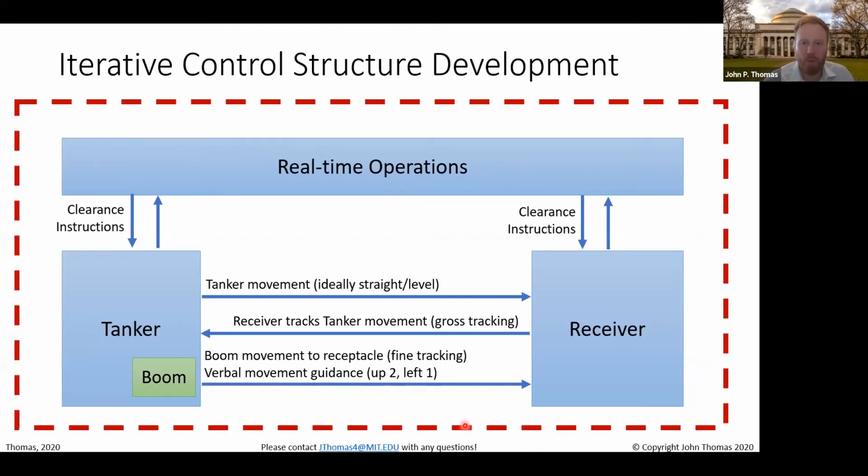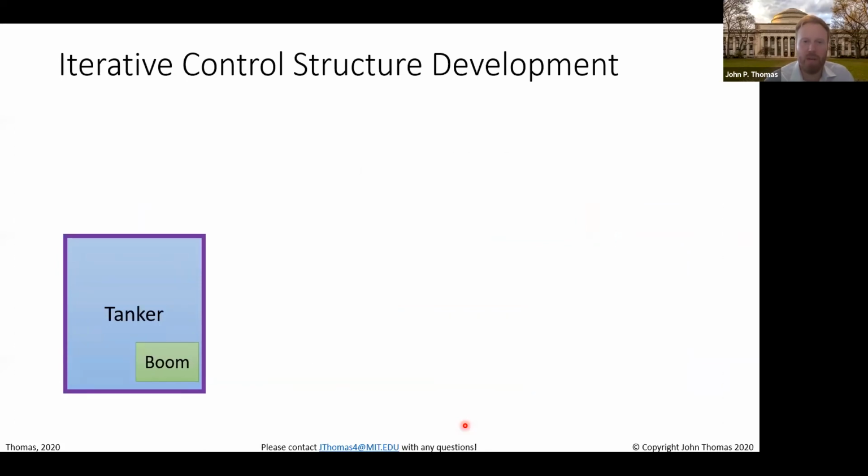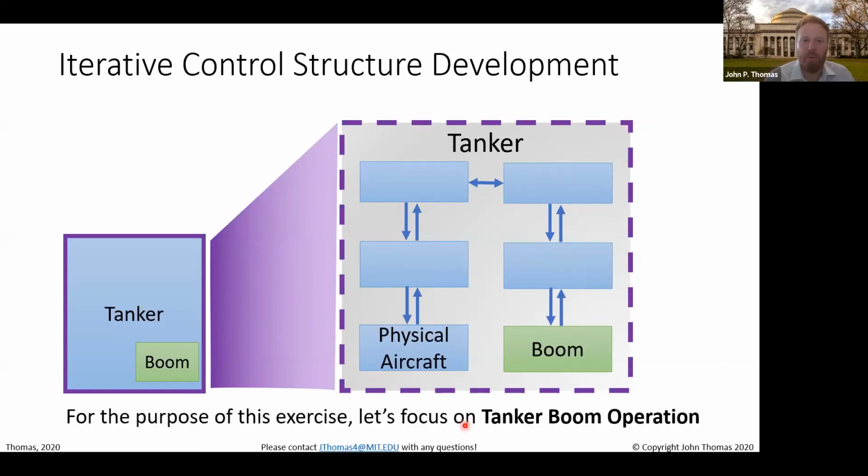This is not where we're going to look in this exercise. We're going to go one level further. We're going to take this tanker aircraft and peel back the onion and look at what's going on inside there. It's actually really interesting. There's a whole control structure inside the tanker aircraft. So for the purpose of this exercise, that's where I want to look. I have a lot of information that we can discuss publicly and have a good exercise. That's the reason.